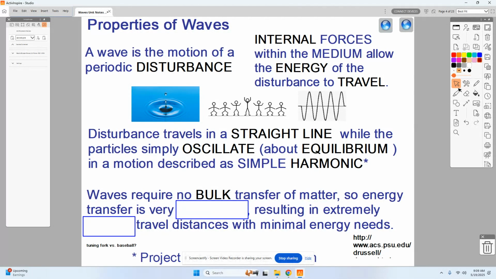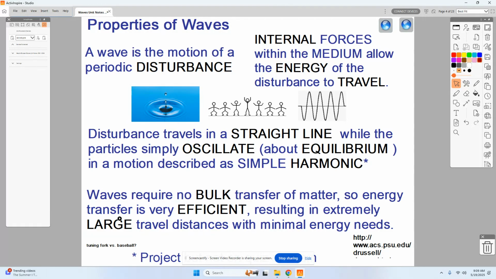Now, waves require no bulk transfer of matter, so we're not moving matter from point A to point B. Energy, therefore, is able to transmit very efficiently. We can send it extremely large distances with very minimal energy needs. So waves, again, allow us to send energy without sending matter. Okay, so it's very efficient.